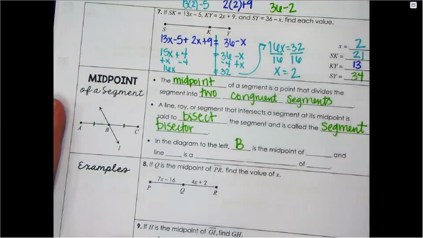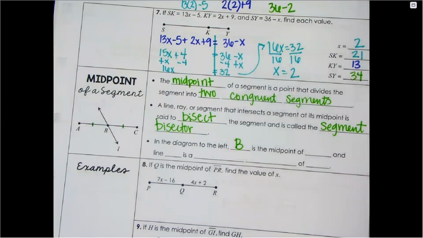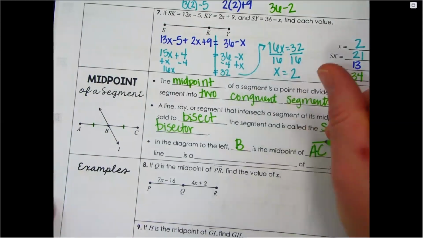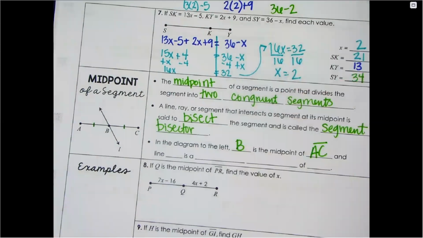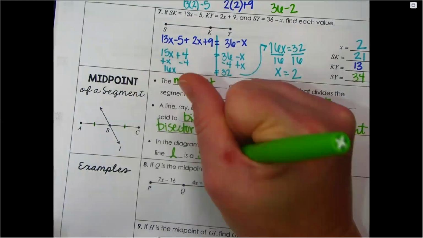That means B is the midpoint of what segment? AC, and it is a segment, so you put the bar on the top of it. We're not talking about the distance, we're talking about the segment. And line what? L. Line L is a segment bisector, like a bicycle, of segment AC.